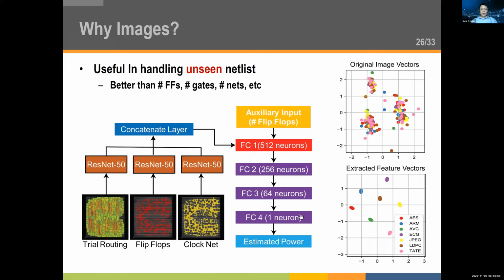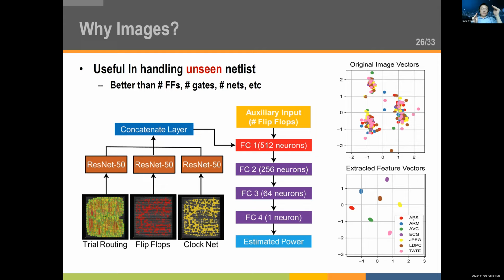And we did, again, PCA analysis. It turned out that the way this image helps is it helps us distinguish different circuits. As you can see, these groups of nodes are different benchmarks. This is sort of like learning from what expert designers do.